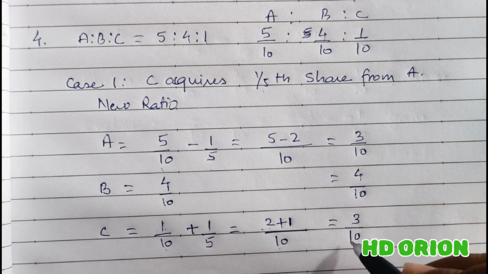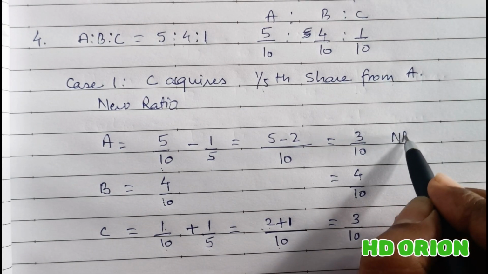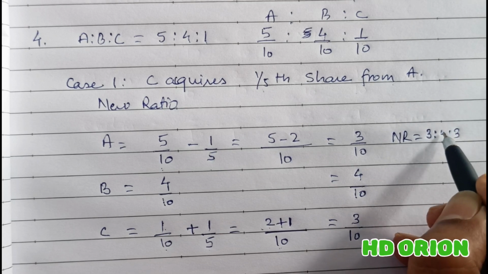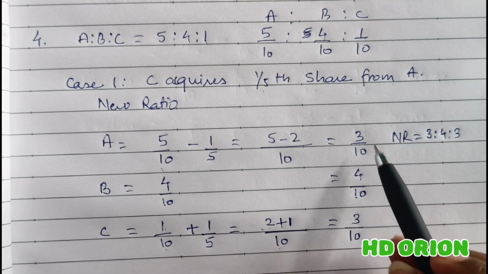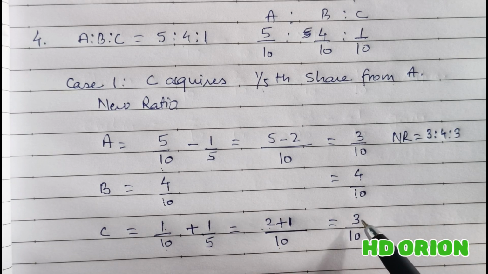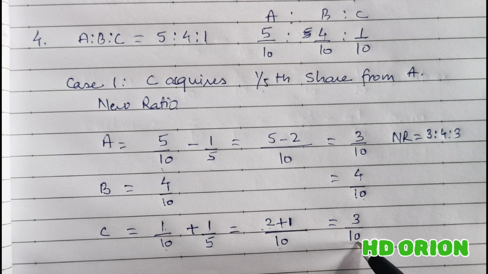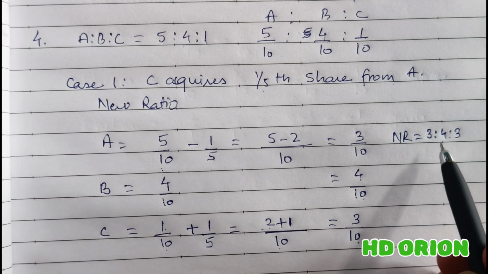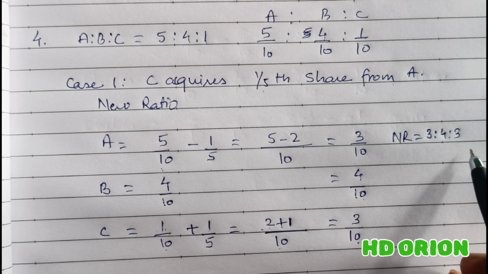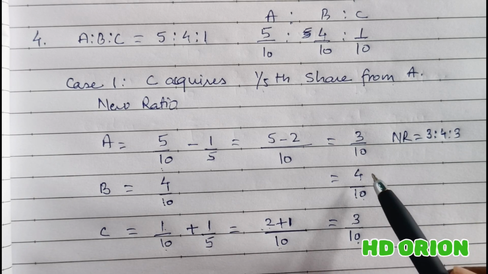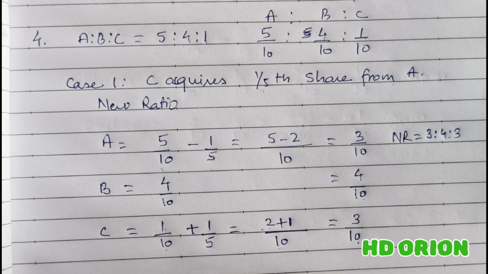Now the numerators can be taken as the new ratio. So the new ratio is equal to how much? 3:4:3. This is the new ratio. Numerators can be taken as the ratio because the denominators are same. It is 10, 10 and 10. Unless the denominators are same, the numerators cannot be taken as the new ratio. You have to make the denominators same. We will learn how to make the denominators same in some of the questions ahead, not now.